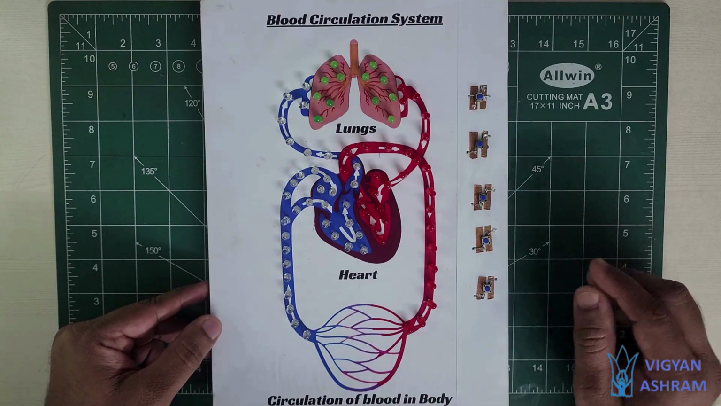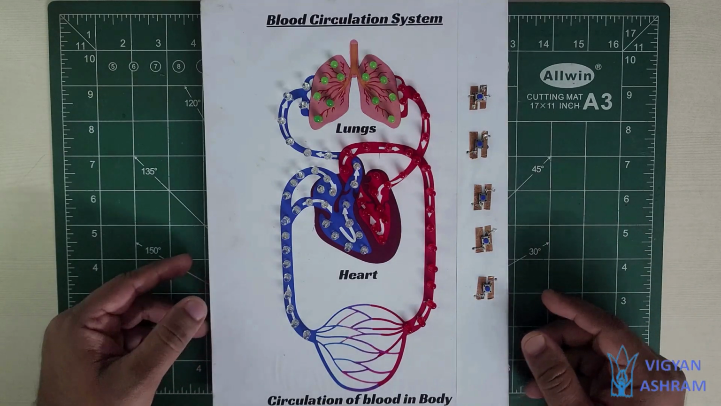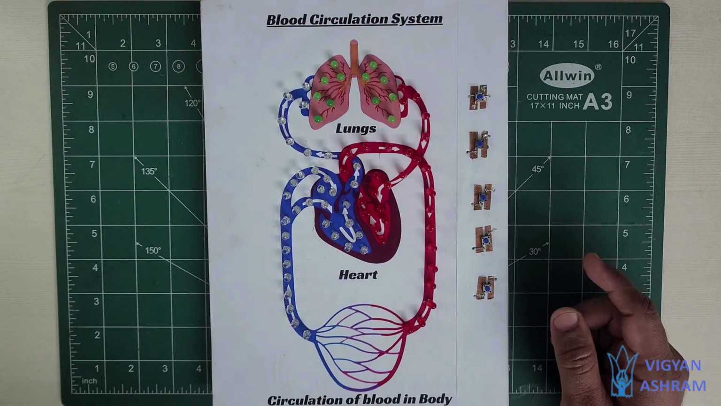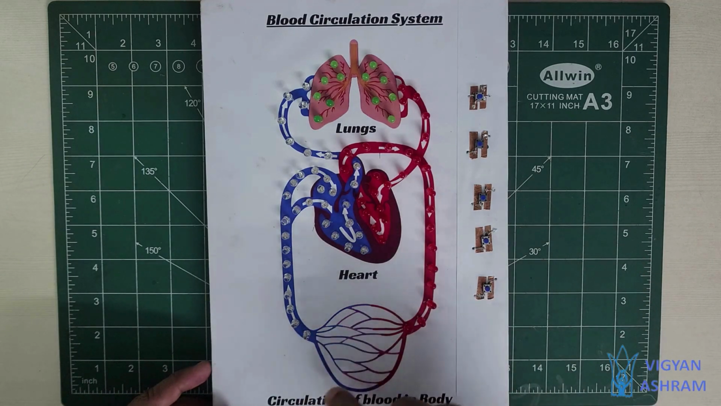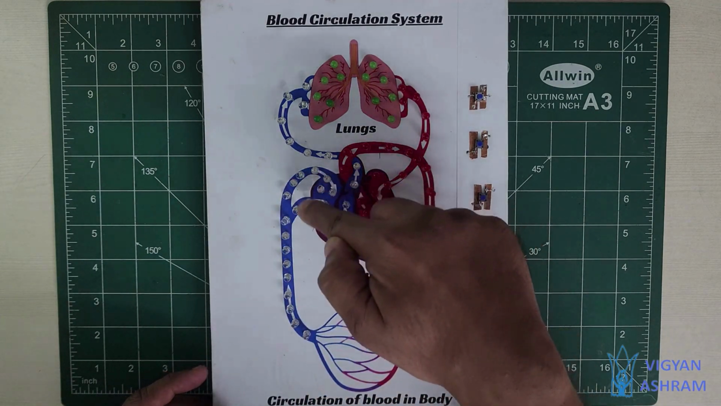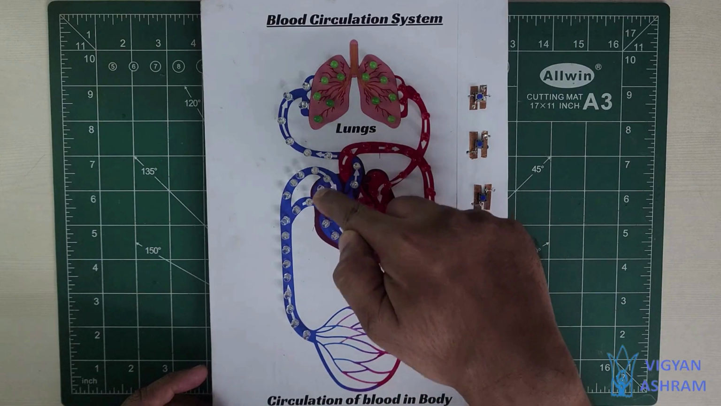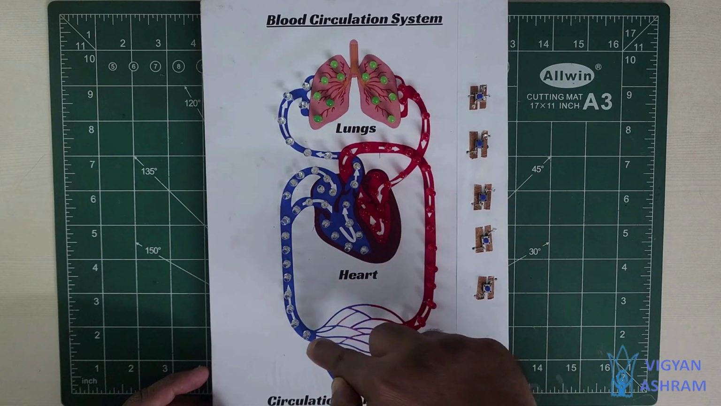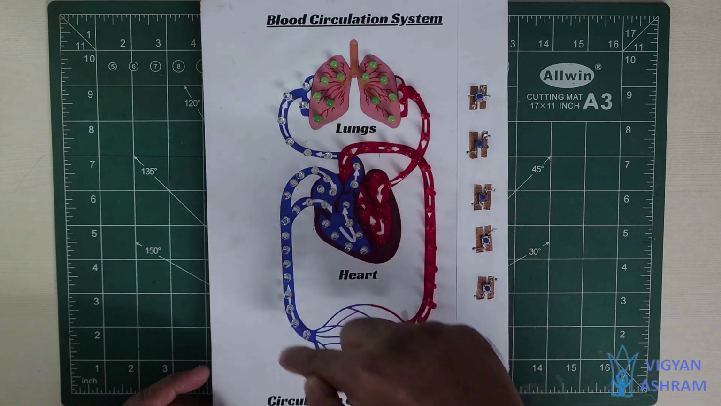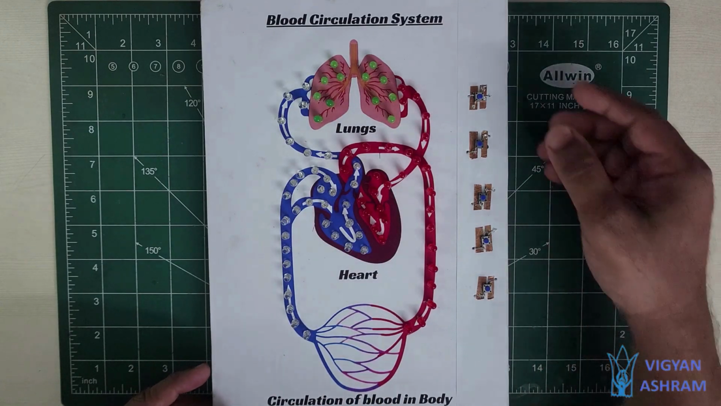So there are 5 paths of the blood circulation system. This is the first path, that is stage number 1 or path number 1, where the deoxygenated blood from the body flows to the right auricle of the heart. So this is where the right auricle of the heart is. This is the body, and the blue path denotes the flow of the deoxygenated blood.